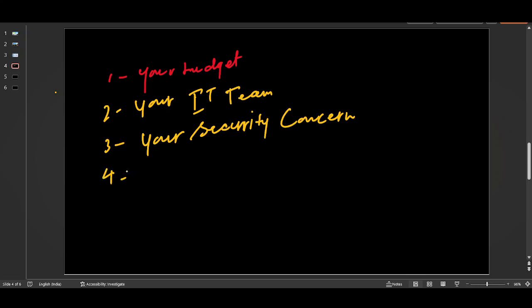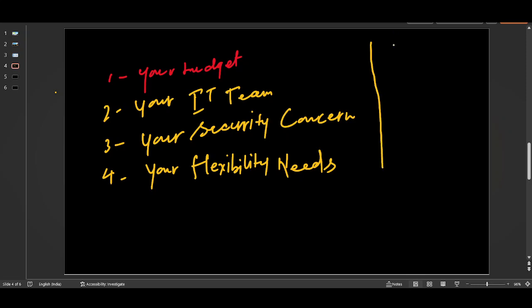Now, fourth point, your flexibility needs. If you talk about on the basis of flexibility, that means if you need to be able to scale your infrastructure up or down quickly, then cloud computing may be a better option. On-premise computing can be more difficult to scale as you need to add or remove hardware. Clear?